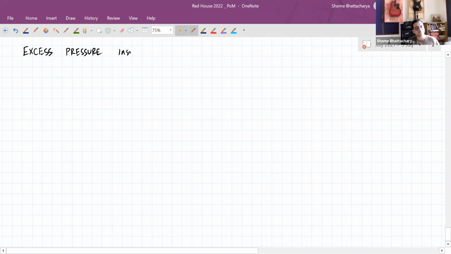inside a spherical drop. So first let's begin by calculating this excess pressure inside a spherical drop, and then we can generalize it to the fact that any curved surface or any spherical surface will have a pressure difference across it. Okay.